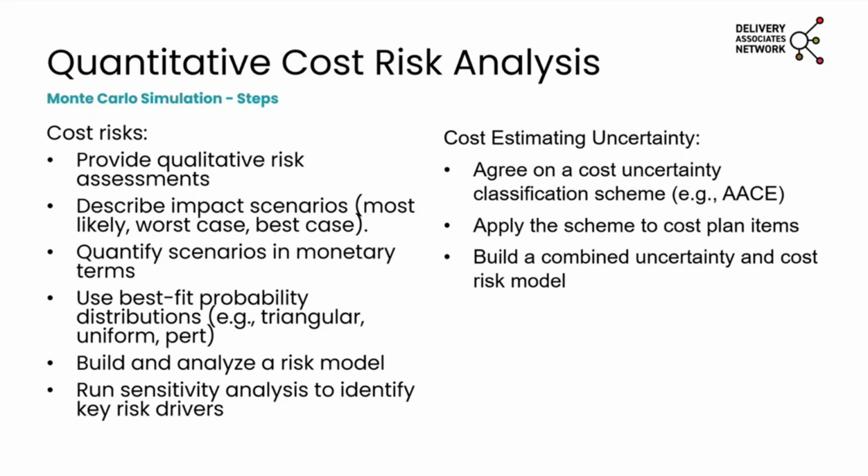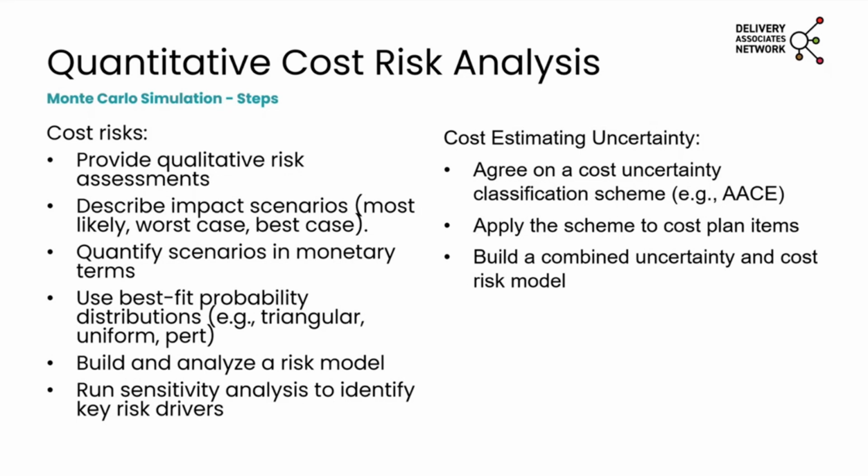For cost estimating uncertainty, we need first to agree on an uncertainty classification scheme. The one I've used most of the time is AACE, and apply the scheme to the cost plan items and build a combined uncertainty and cost risk model. So yeah, that's how we get a holistic value of how our costs could be affected.